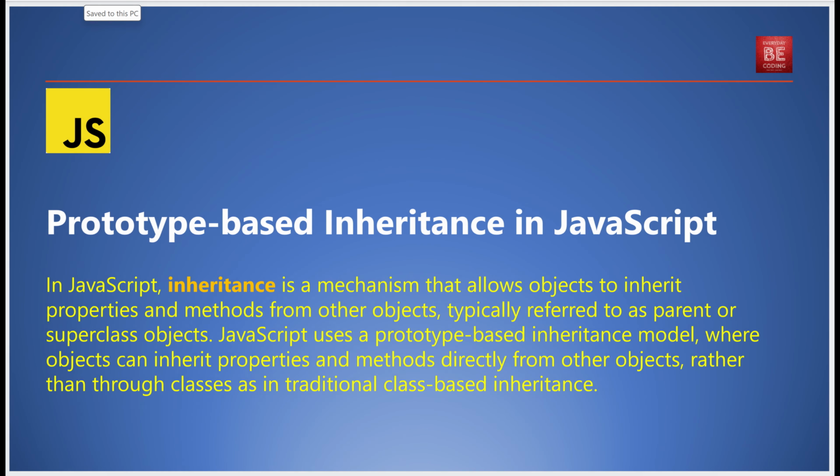Ever wondered how inheritance works in JavaScript? Well, buckle up because we're about to embark on an enlightening journey through the fascinating world of JavaScript inheritance. Inheritance, at its core, is a mechanism that allows objects to inherit properties and methods from other objects. Think of it as a family lineage where traits are passed down from parents to their offspring. In JavaScript, this parent-offspring relationship is often referred to as the superclass-subclass relationship.